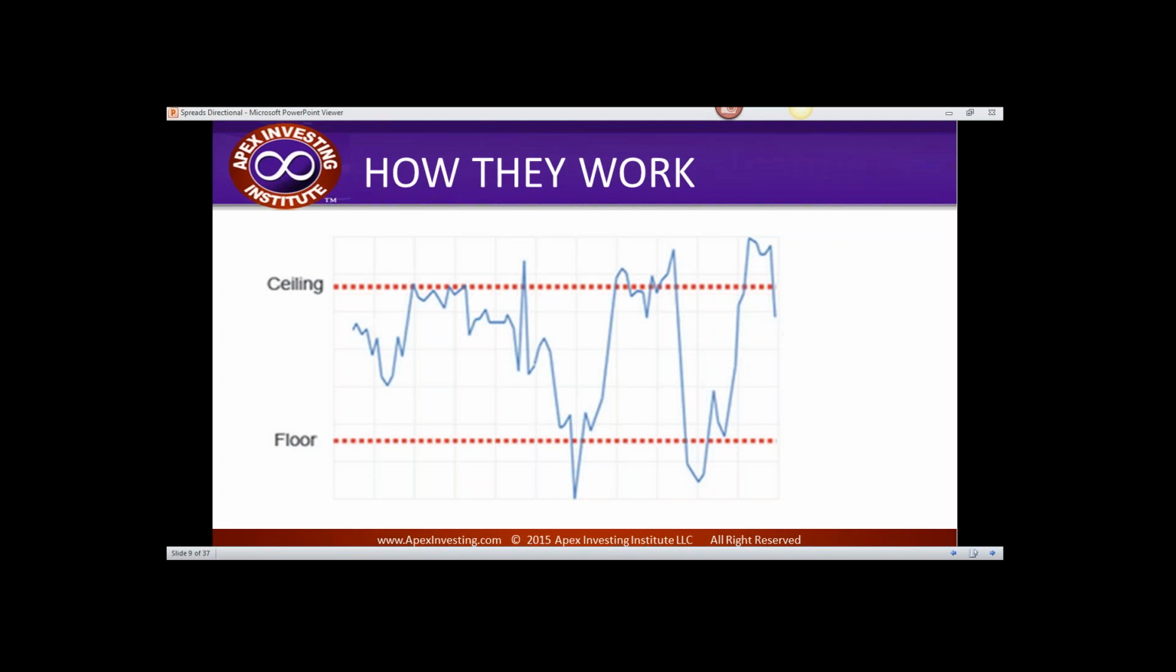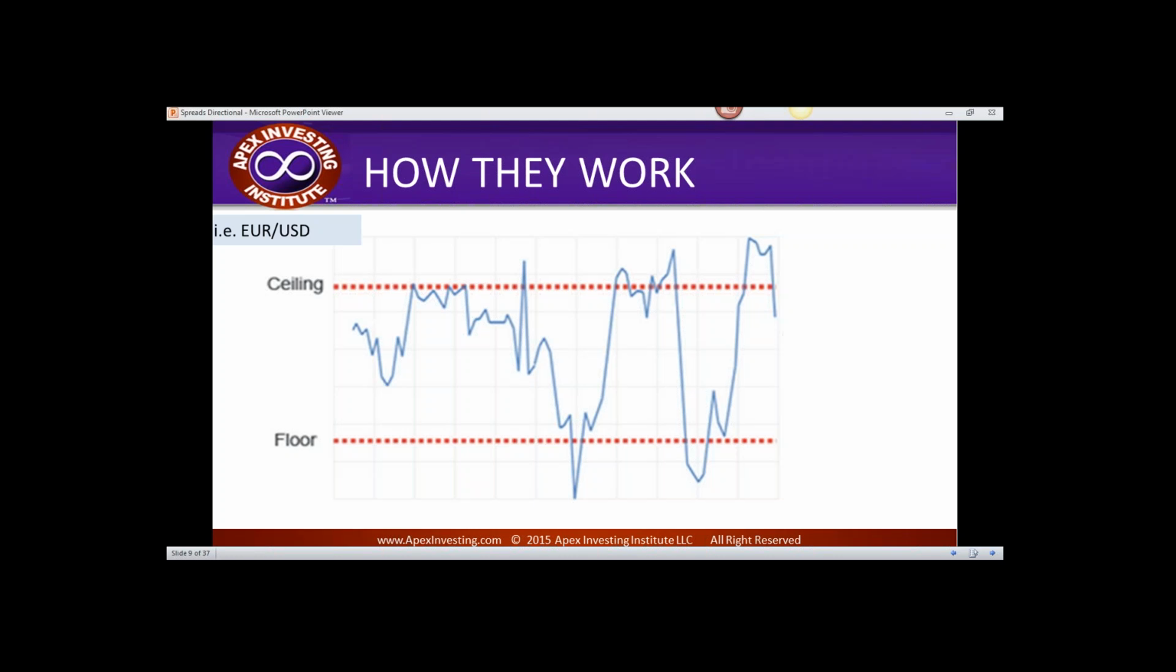Nadex calls them bull spreads. We like to call them box spreads, okay? Just imagine a box, imagine a house. Spreads have a floor and a ceiling, okay? And I'm going to give you a little better example of this. So that is the first thing you always have to realize. Spreads have a floor and a ceiling.